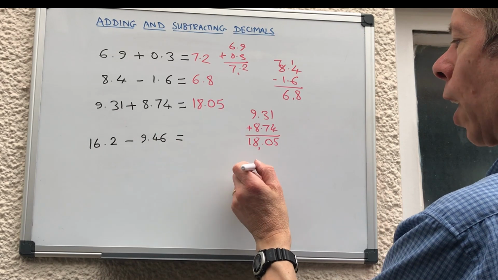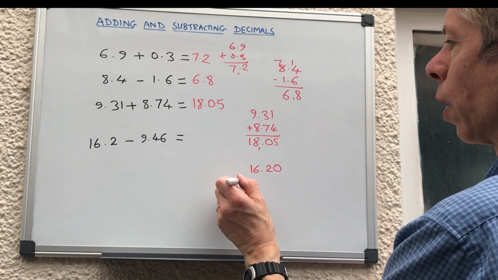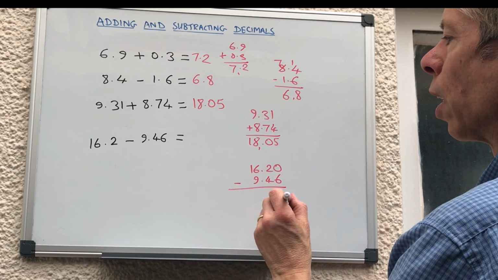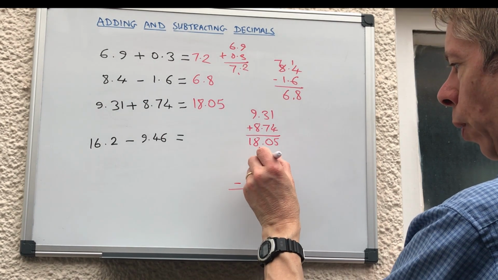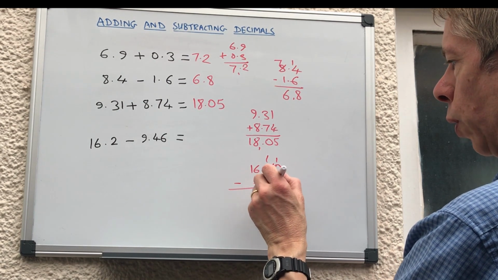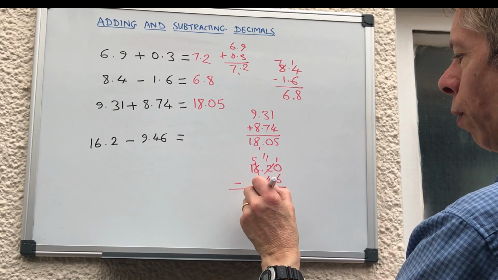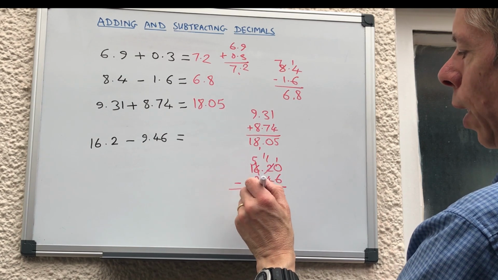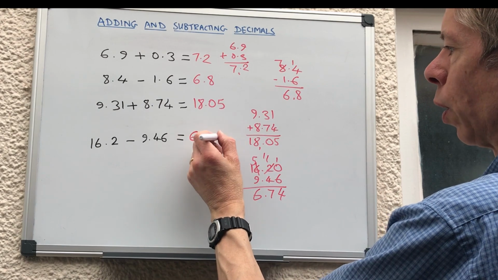Okay, this one, again, we want to do it as a nice column. 16.20, take away 9.46. So, we can't do 0 take away 6, so we're going to cross that one out. 10 take away 6 is 4, can't do that, so we're going to cross that out, make it 5. 11 take away 4 is 7. Then that is now 15 take away 9, which is 6. So the answer is 6.74.